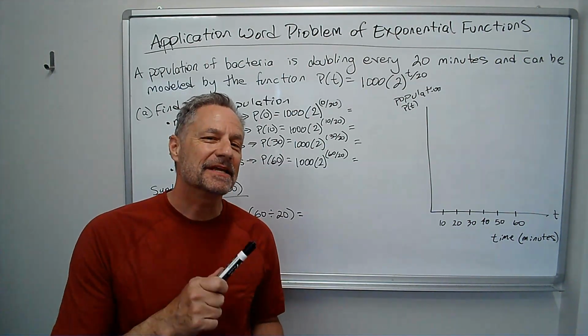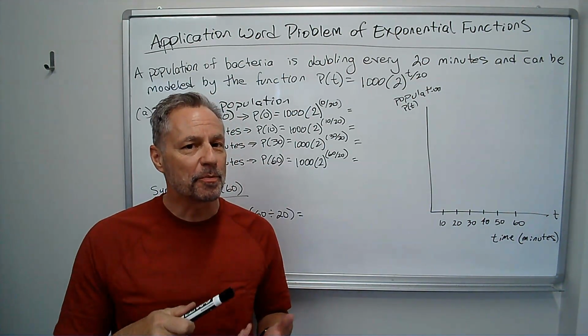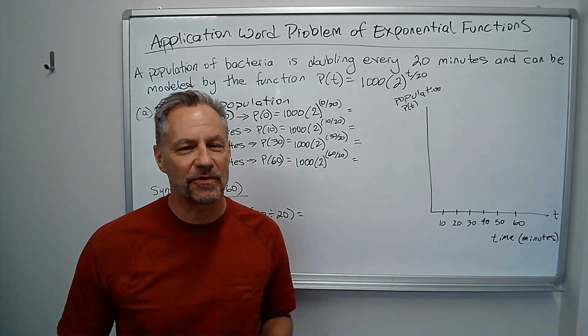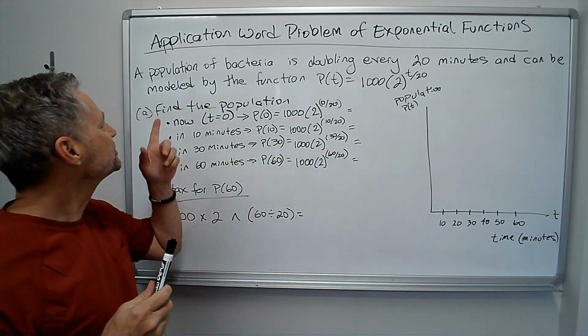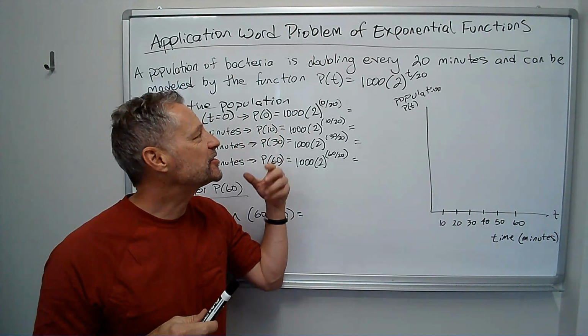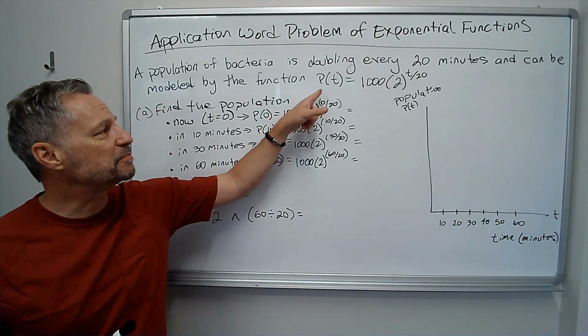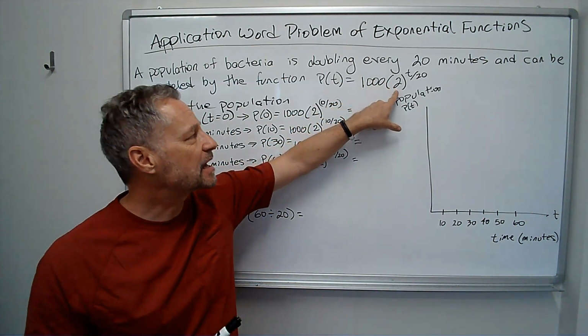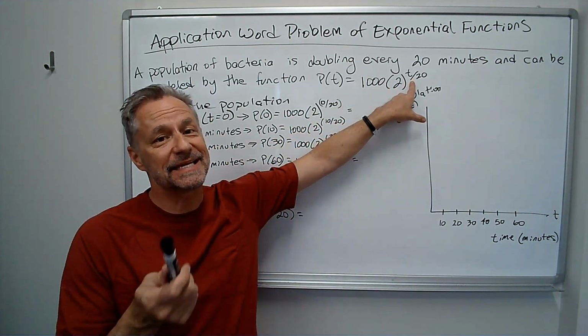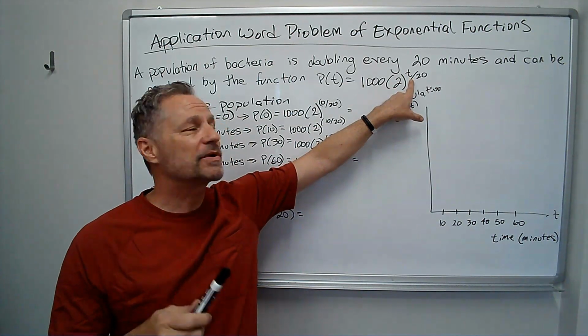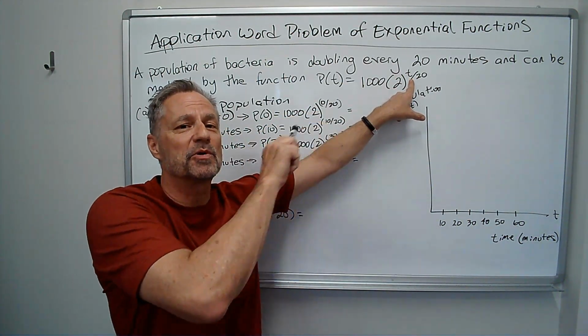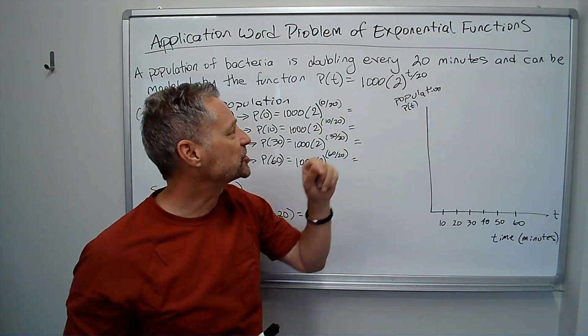Professor Monty, let's look at an application or a word problem dealing with exponential functions. All right, so they give us the problem. It says the population of bacteria is doubling every 20 minutes and can be modeled by the function p of t equals 1,000 times 2 raised to the t divided by 20. Now notice the variable is in the exponent, that's what makes it an exponential function.